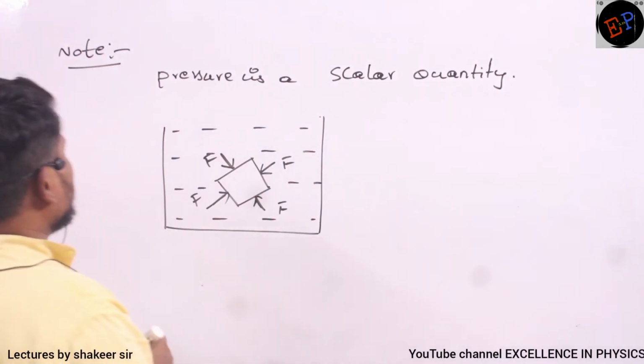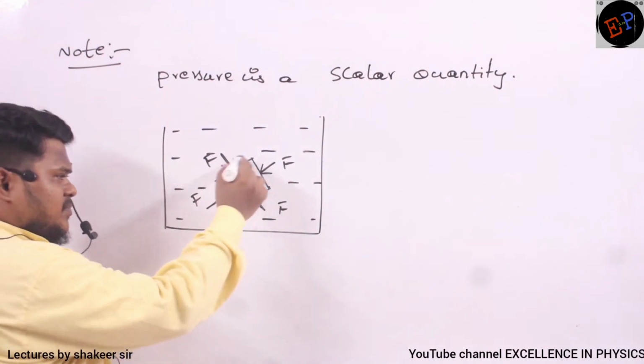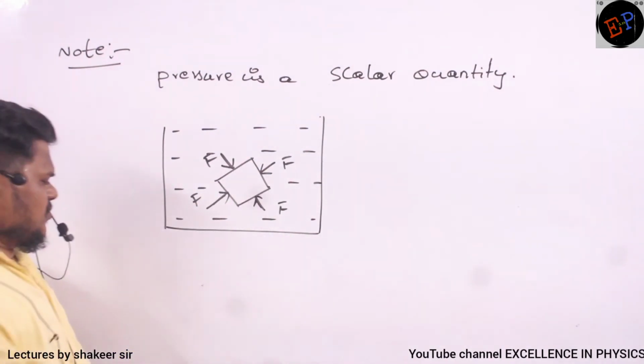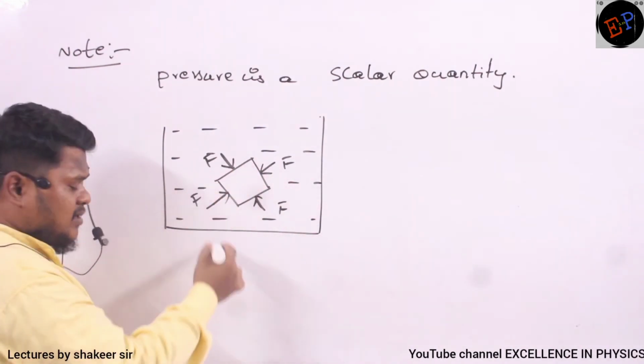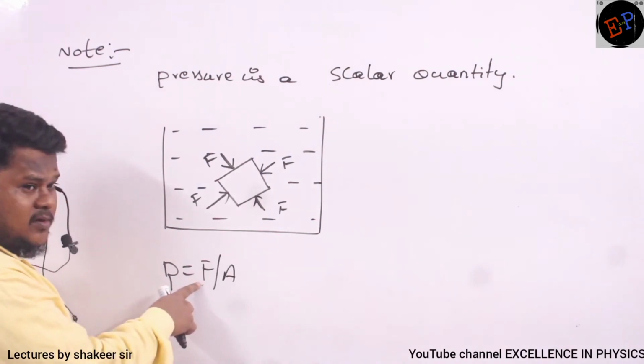Okay. So one point which we forgot is pressure is a scalar quantity. See here, for example, if this is a body and pressure is acting in every direction. So therefore, what is meant? Force is acting in every direction. So what is pressure? Pressure is nothing but force per unit area. Force is a vector quantity.